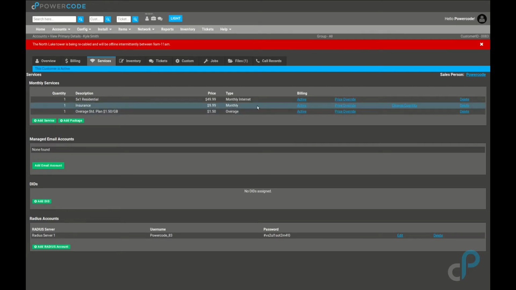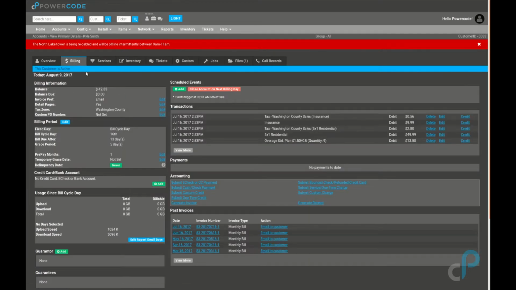Back on the customer's account, if we go to the billing tab, we'll see that they were charged for 9 gigabytes of overage and the normal plan, the taxes, insurance, and so on. Now, the question is, how is this visible to the customer? How is this visible to you?